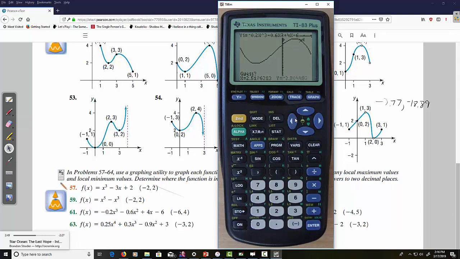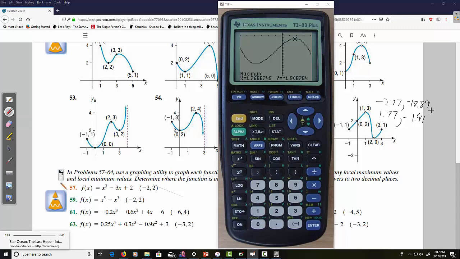Then it needs a guess right on top of it. All right. That is at positive 1.77, negative 1.91. So that's the absolute maximum. Well, it's not the absolute maximum, probably. It's the local maximum. That's what I meant to say. So that's how you find it with the calculator.